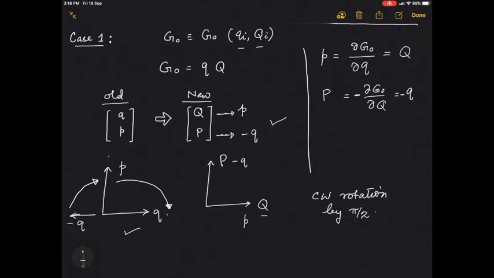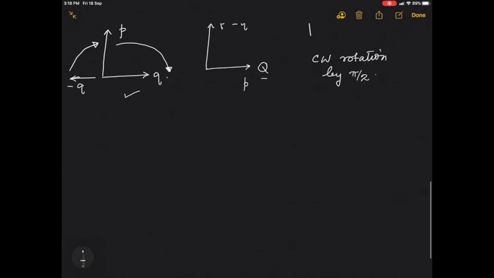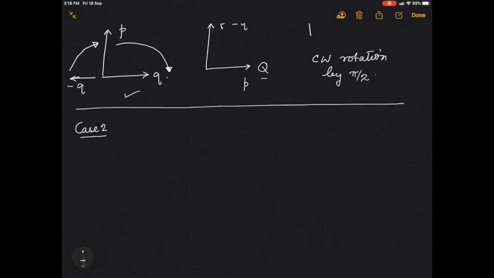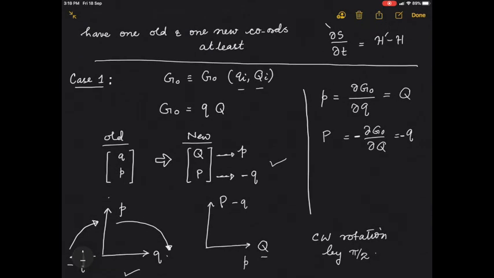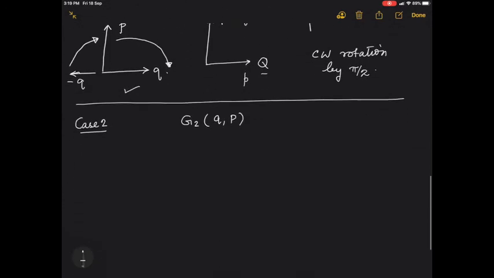Let's say that I don't want my generating function to depend on small q and capital Q. I may want to say it depends on small q and capital P. So I want a new generating function, let's call it G2, and it depends on small q and capital P. I am just carrying over only one coordinate here, so you can write qi and capital Pi, there is no harm in that. Or let's put back all the coordinates. It's not very time consuming.